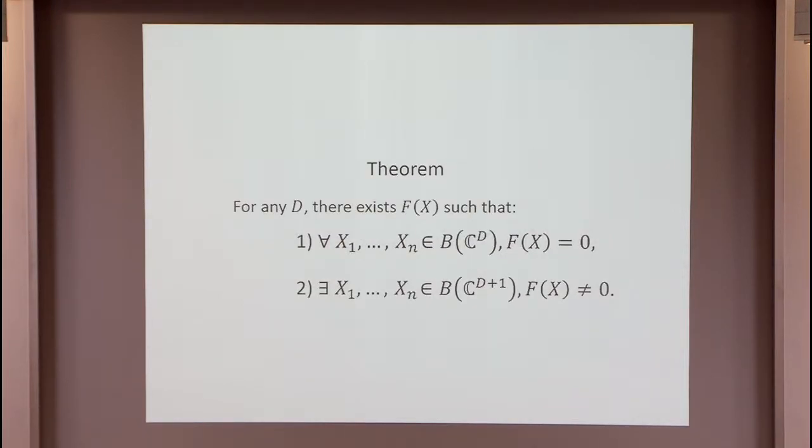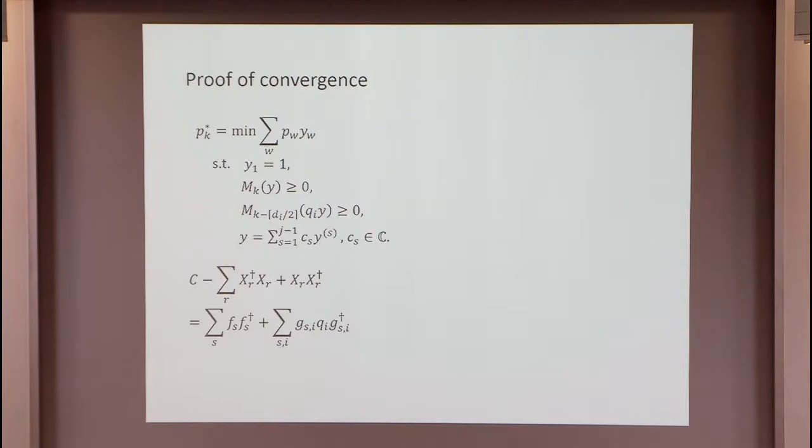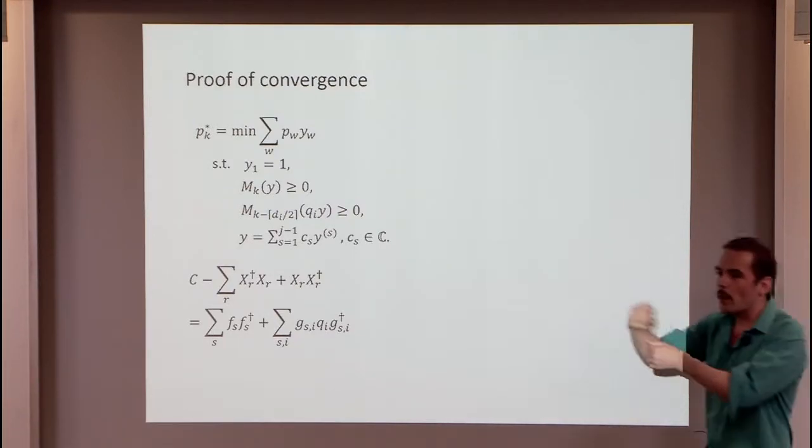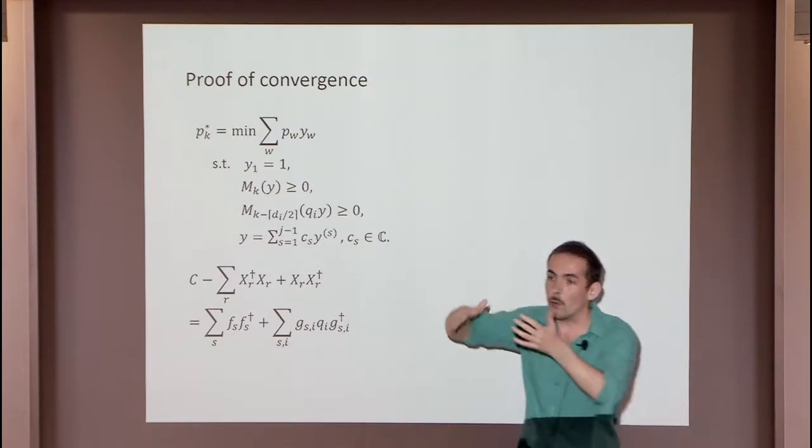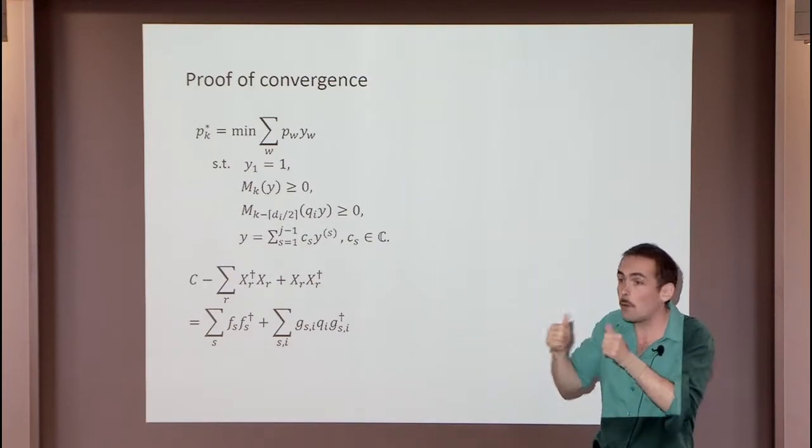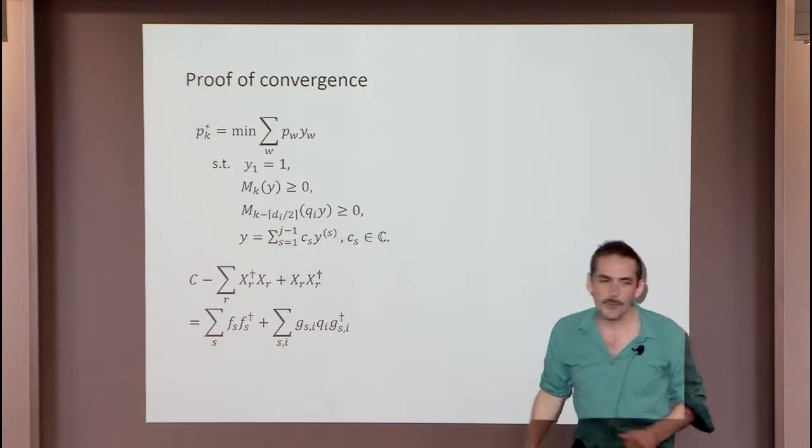Well, dimensions one and two are not special. So for any dimension d, you can find some matrix polynomial identity that is equal to zero for matrices of dimension d, but there exists some matrix in dimension d plus one which allows you to violate this constraint. Okay, so now I can speak about the proof of convergence. You take your program, you start running it, and you run it for all possible orders, and you get a sequence of minimizers for this program.